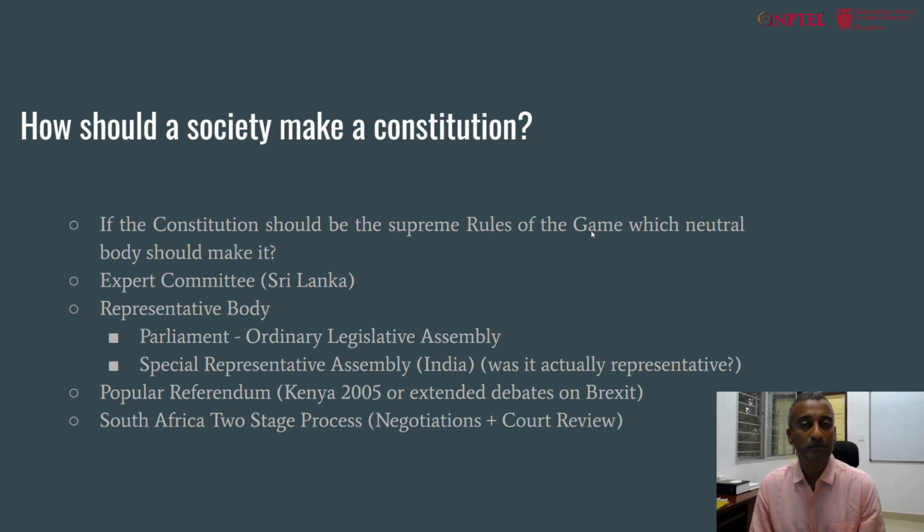Option number 2 is to allow the power of constitution making to be conferred on a representative body. This representative body can be the ordinary legislative assembly, in India's case Parliament, or a special representative assembly like the Constituent Assembly. So let's think through these questions with some care and precision. Why should constitution making be done by a representative body at all?